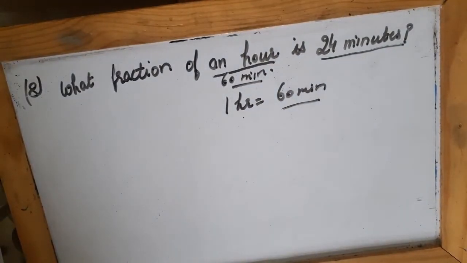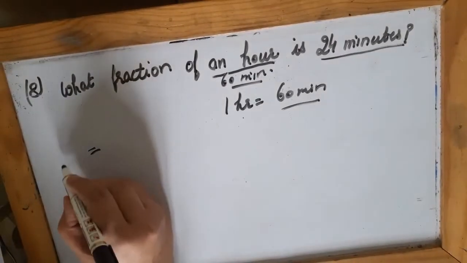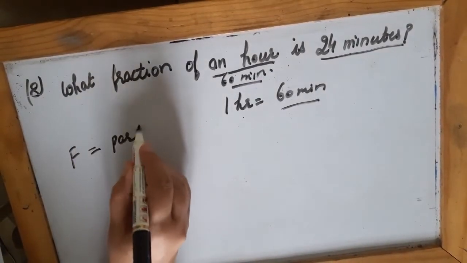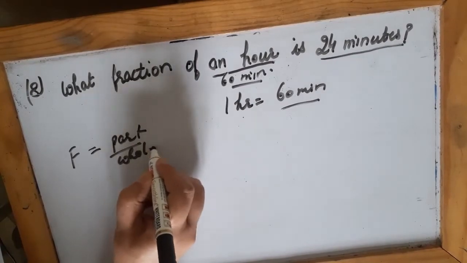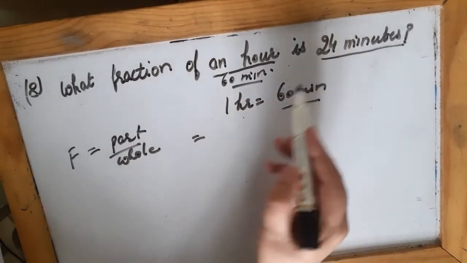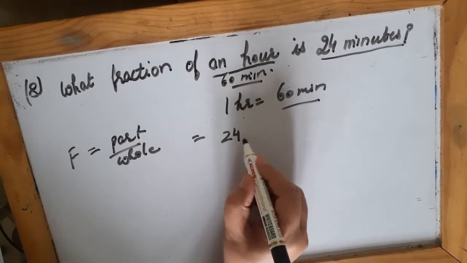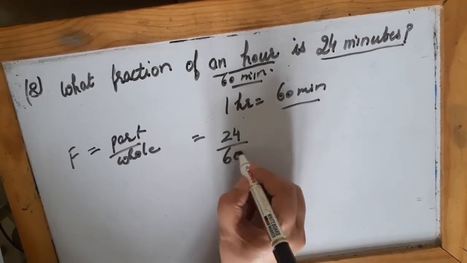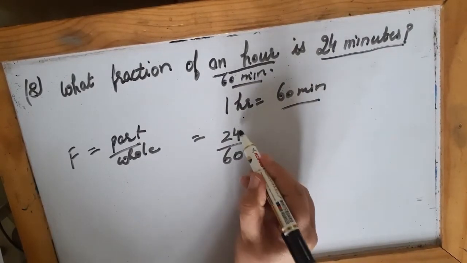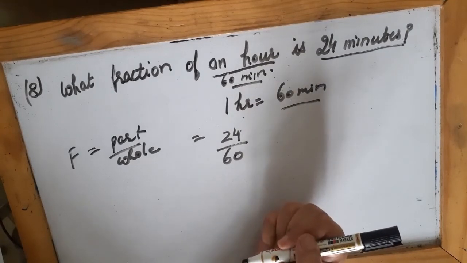Means the 24 minutes, what fraction is that of 60 minutes? How much fraction do 24 minutes make with 60 minutes? So what I'll do, I told you what a fraction is. Fraction is part upon whole. So how will I write this? I will say 24 minutes, I have to make a fraction with 60 minutes, so 24 minutes out of 60 minutes.